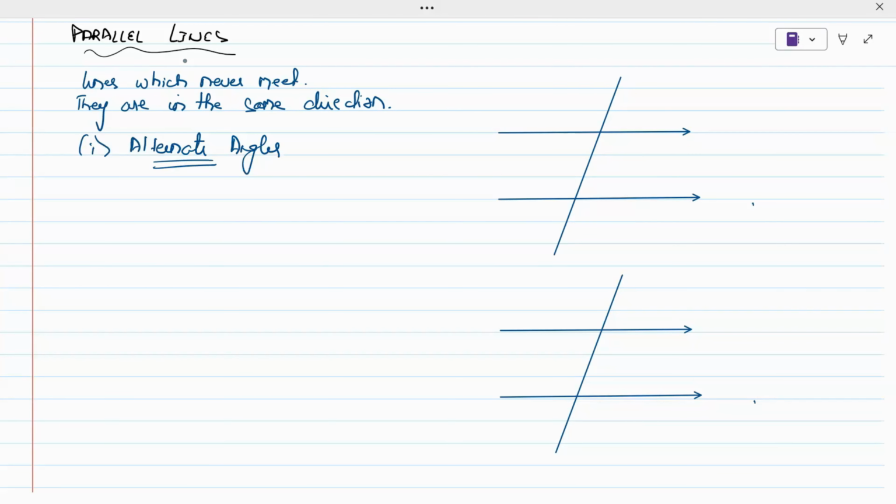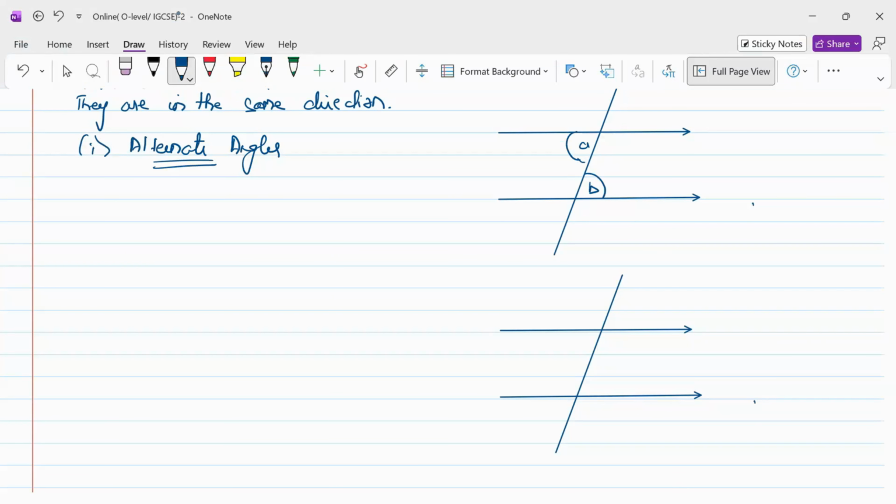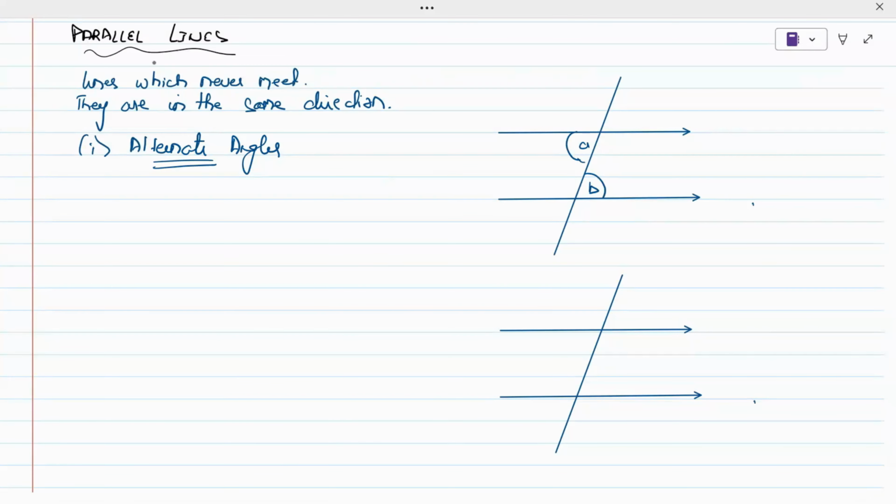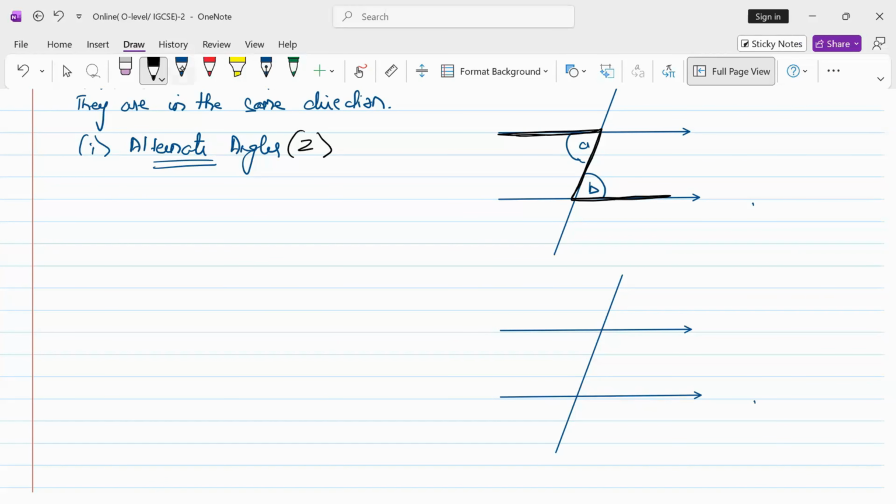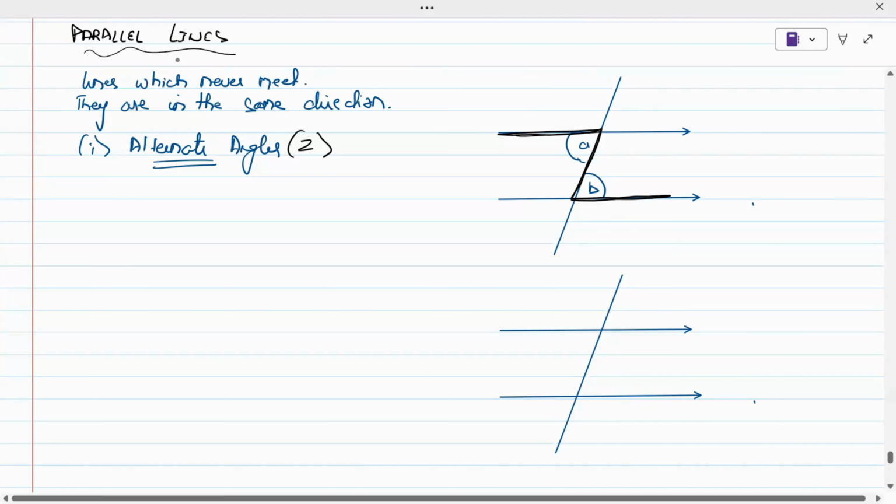So alternate angles, let's suppose this is angle A and this is angle B. For alternate angles, we always look for letter Z. Here you can see the letter Z being formed. So whenever we have a letter Z being formed, the alternate angle property says these angles are always equal. So in this figure, angle A is the same as angle B.